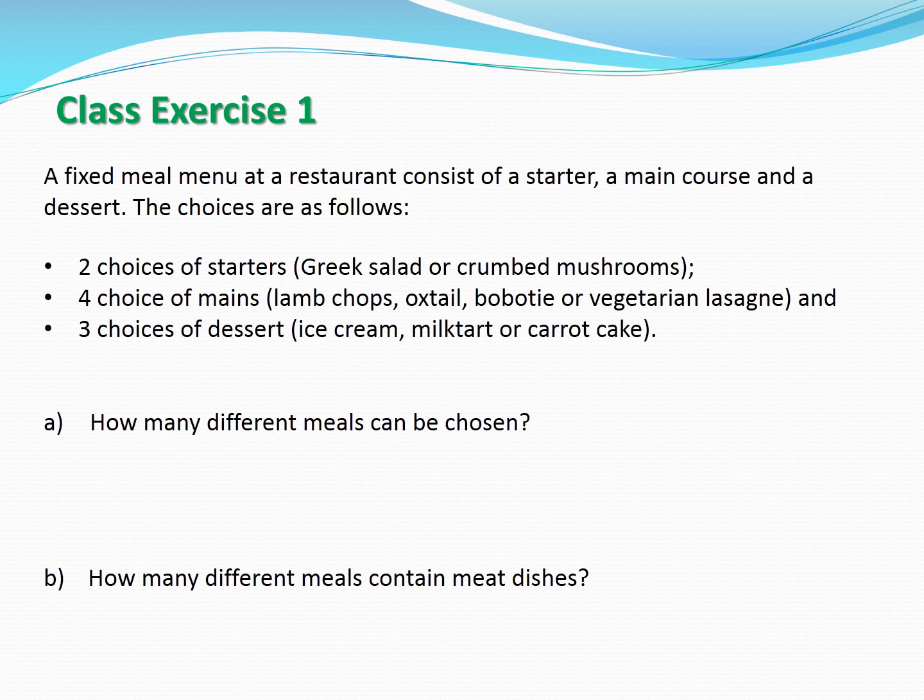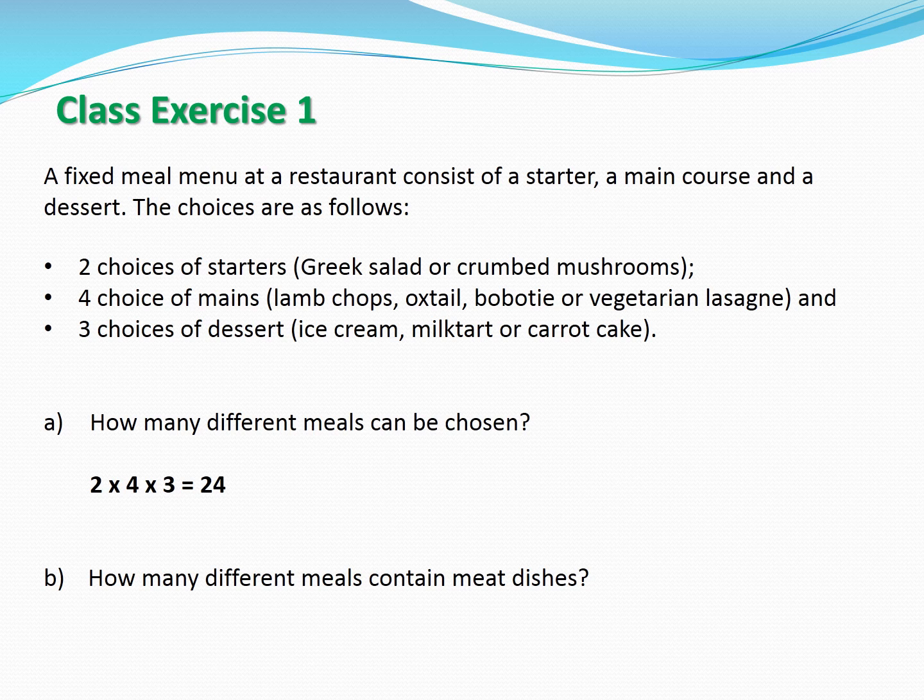Okay, if we look at the answer, I tell you that you have 2 choices for starters each time. You have 4 options for the main course each time, and you have 3 choices for dessert each time. So I want to know for A, how many different meals can be chosen. So we can apply the multiplication rule there. So you will have 2 times 4 times 3 choices each time. So it will give you a total of 24.